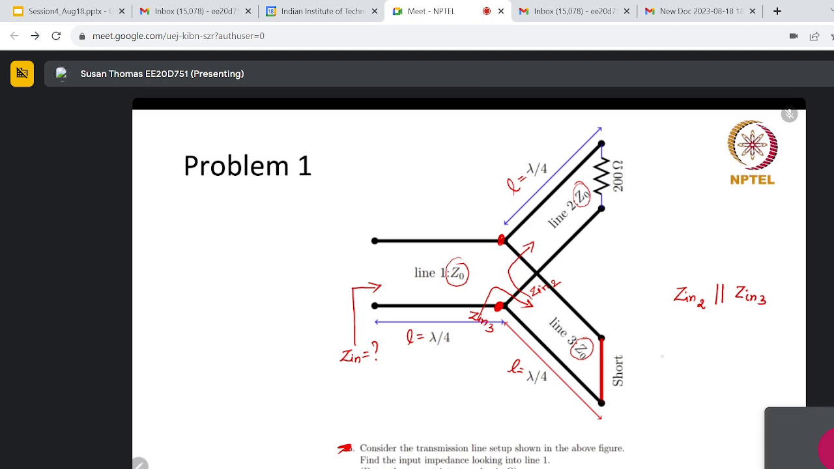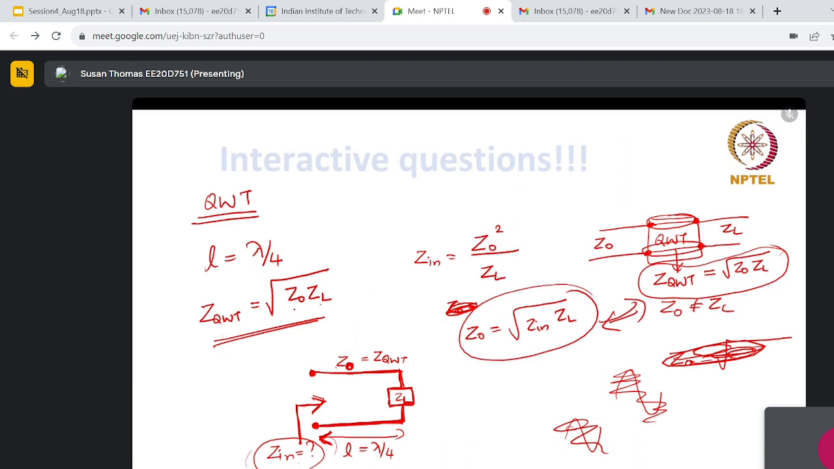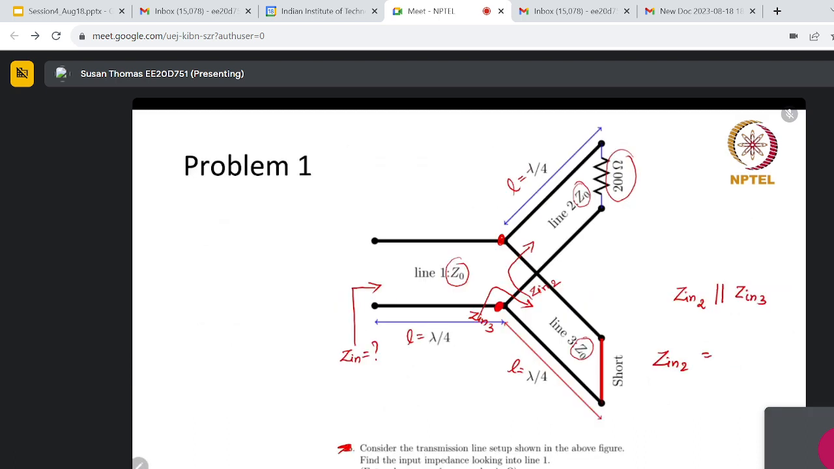Now, can you find what is Z in 2? Remember, you have a length of lambda by 4. So there is a quarter wave transformer whose load value is 200. What will be the transformed impedance Z in 2? Use Z in equals Z naught square upon ZL, so Z naught square by 200.